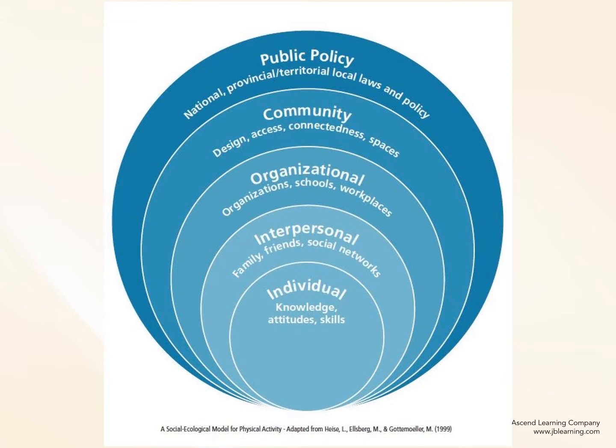This is the old model of the socio-ecological model. You can see that it starts with the individual. We start with personal beliefs, knowledge, attitudes, and skills. And this affects your interpersonal relationships with families, friends, and social networks. And then you have the organizational, which is where you work, where you go to school, businesses around you. And then the community. The community includes the design of the community, the types of access you have to medical professionals, facilities, etc. And then lastly, we have public policy. This includes national, provincial, and local laws and policy. And again, these all interact with each other.